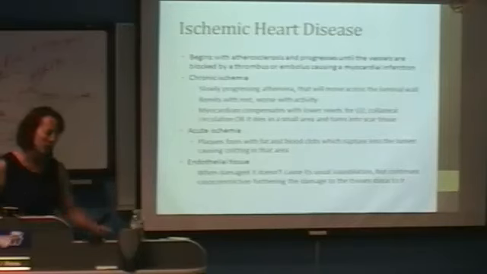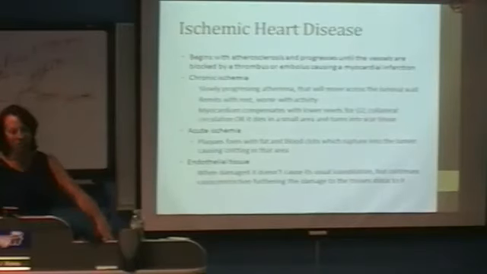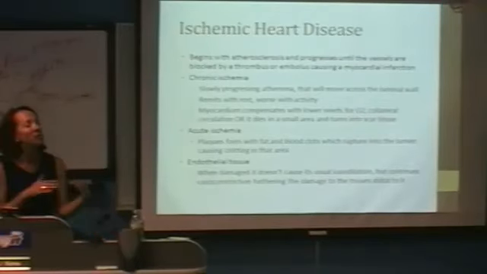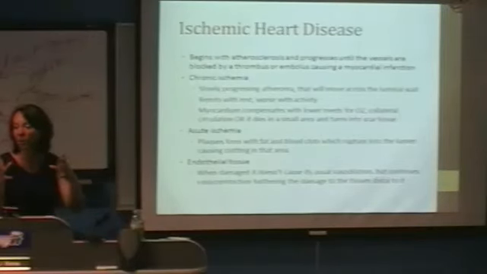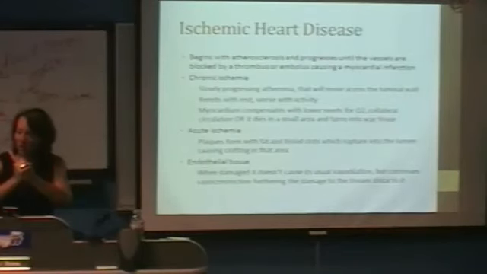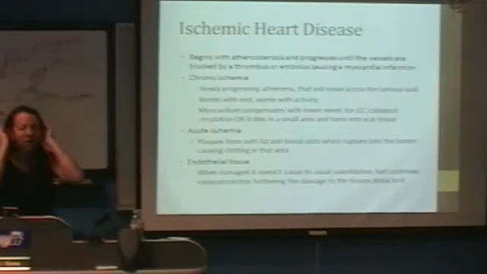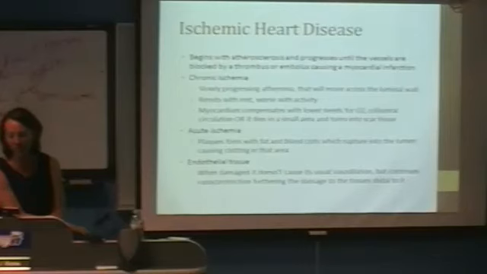So chronic is going to be slow progressing, acute is going to be quicker and fast. And with acute, from that little video that we watched, a lot of times it's the rupture of the atheroma. All that material comes out, it attracts platelets and fibrin, and it forms a clot. So acute versus chronic. And endothelial tissue, we talked about that already.